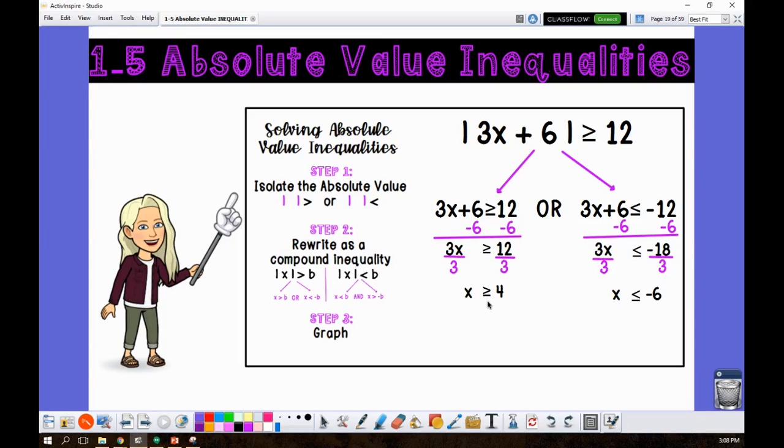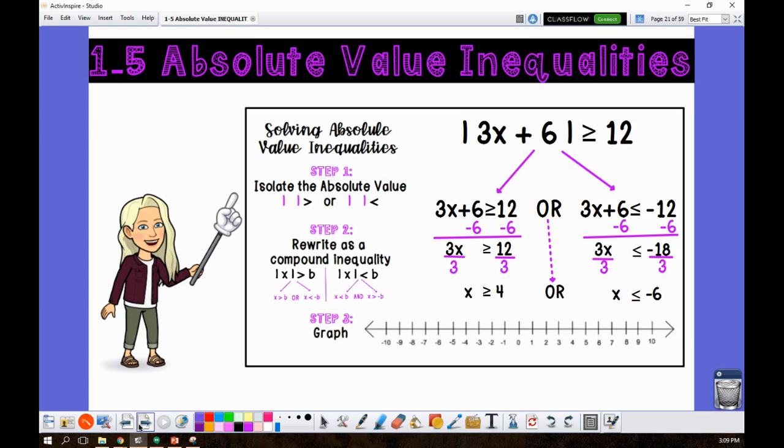The answer on this side is x is greater than or equal to 4, and the answer on this side is x is less than or equal to negative 6. Don't forget that you have to bring down that or and keep these two inequalities separated by this word or. Kind of brings them all together, makes it a compound inequality.